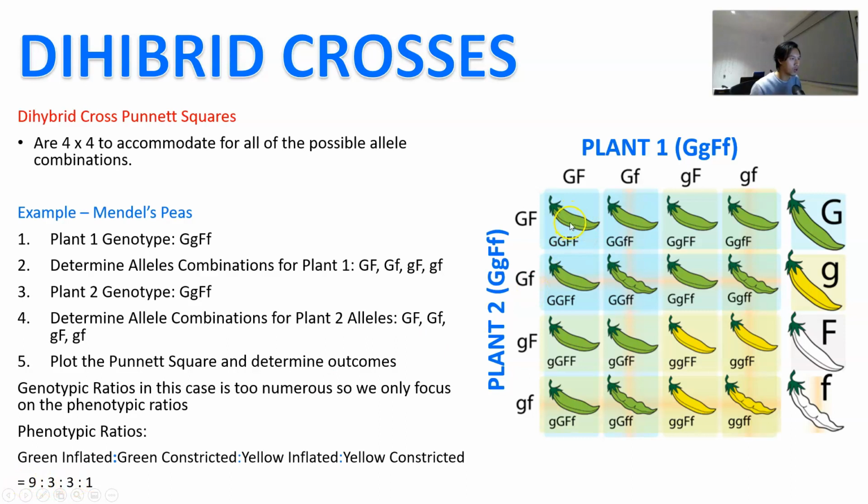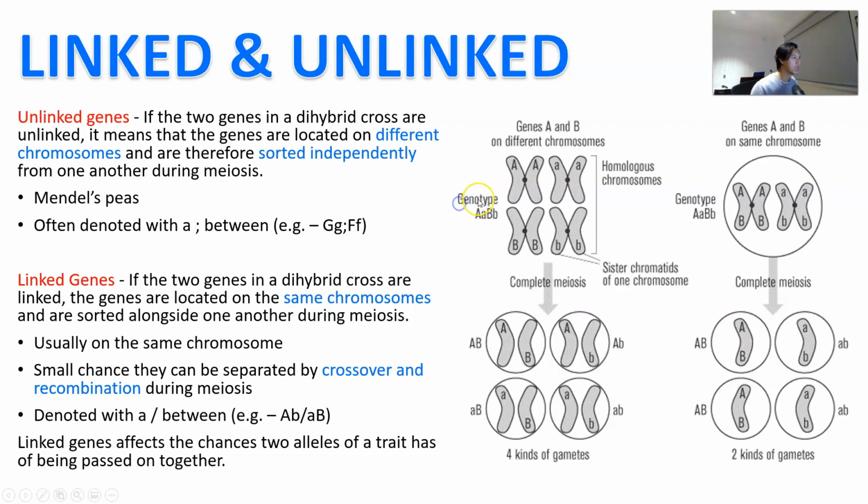9 individuals are green and inflated along here, and these two guys here. 3 of them are green but constricted here, here, and here. And then 3 of them are yellow but inflated. And then 3 of them are yellow and constricted. You can see this is the double recessive down the bottom here, right? So that's a dihybrid cross for Punnett squares. You can do this with any other examples that you would like. I'll leave it to you guys to work that out yourselves for other traits.